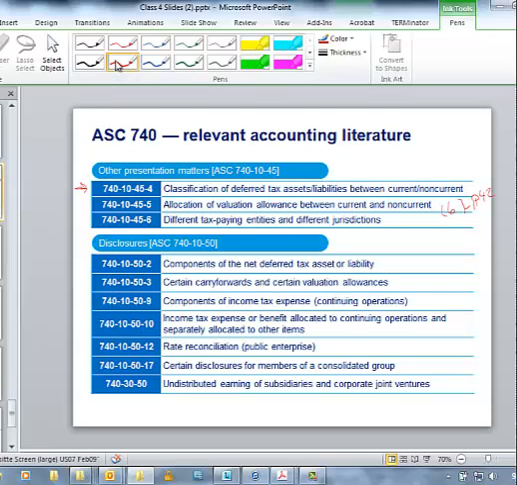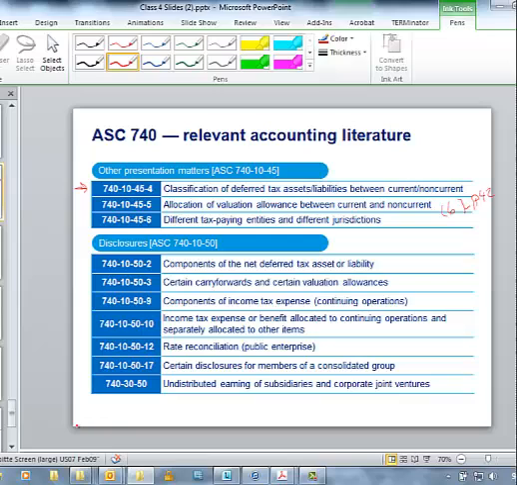Okay, you got to disclose different tax-paying entities in different jurisdictions. Okay, so one of the disclosures you guys often see is when you see the current and deferred table, you see Fed, state, foreign, right? People break those things out because the rule is you break them out.